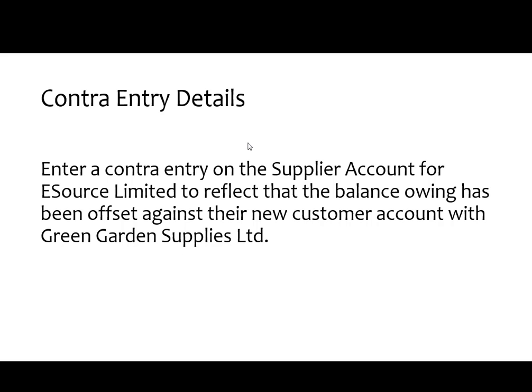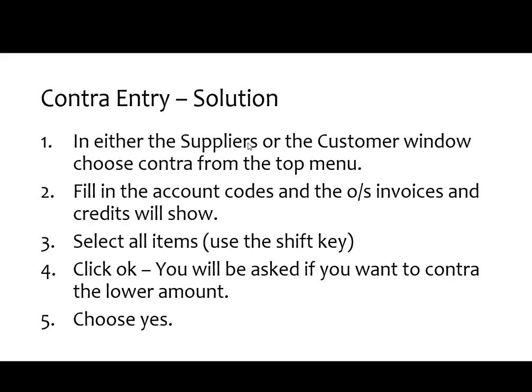Okay, so what do we do here? In either the supplier or the customer window, you choose contra from the top menu. Fill in the account codes and the outstanding invoices and credits will show up automatically. You're going to select all of these, so you're going to use the shift key, because you can only click one by just clicking on it. The rest you have to do shift and click. You're going to click OK. You'll be asked if you want to contra the lower amount and you're going to choose yes.